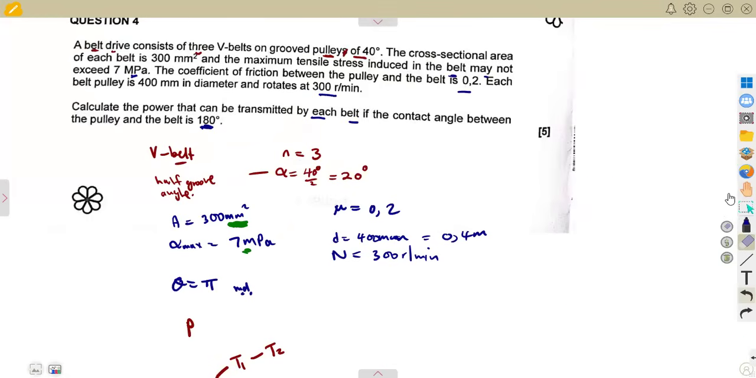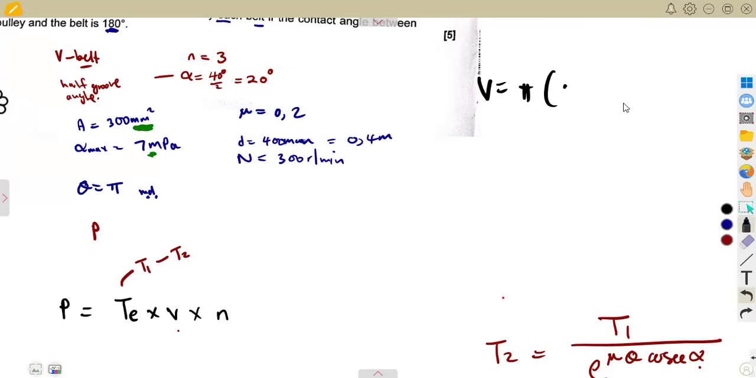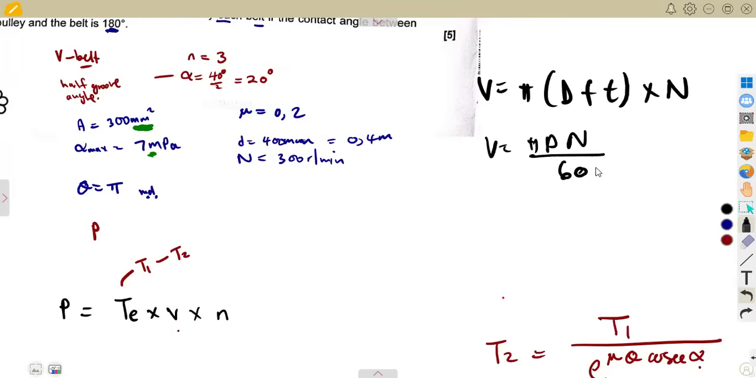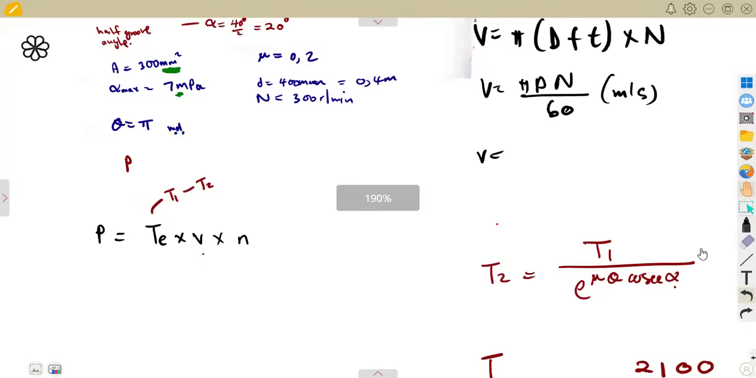So remember, if you are given the thickness, if a belt thickness is involved, it follows that the speed V is going to be pi into the diameter plus the thickness, times the speed, which is in revolutions per second. You can convert this to revs per second, but we do not have the thickness. So we are going to use pi dn over 60, so that we have this in meters per second. Since our speed is in revolutions per minute, we have to divide by 60. So you're going to have your velocity there in meters per second.